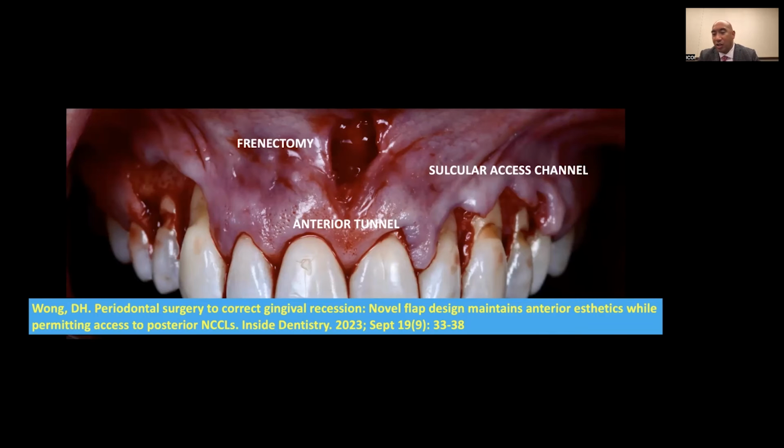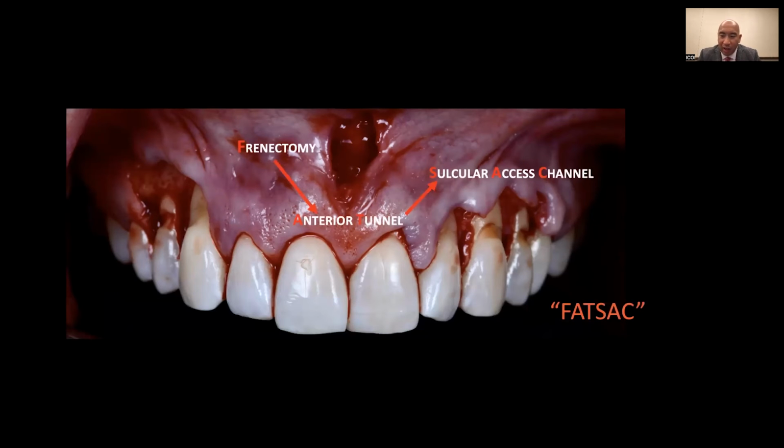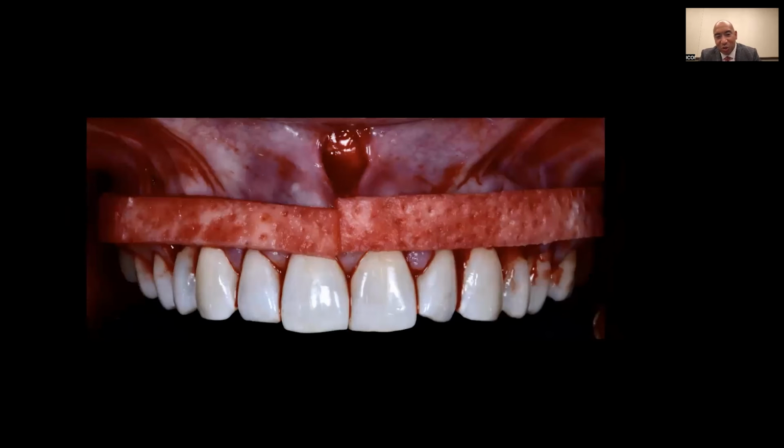The sulcular access channel is important because we will reflect the papilla there in order to get access to the abfractions so that we can treat the root surfaces. Now, I've called this fat sac for short. It hasn't caught on yet, but I think it will. But anyway, it's the frenectomy anterior tunnel sulcular access channel, or fat sac for short.